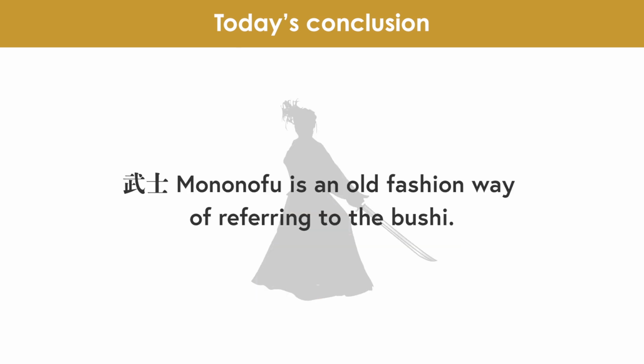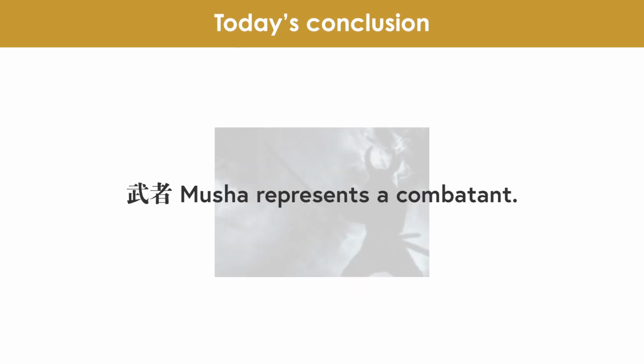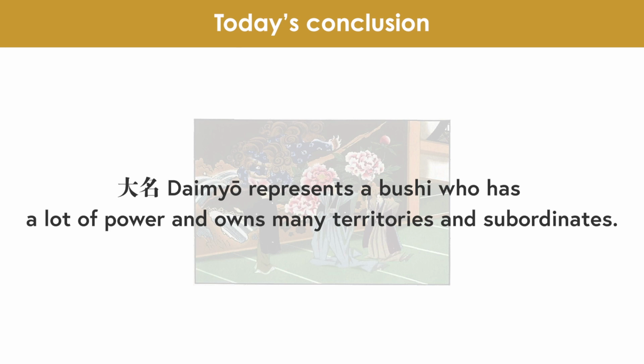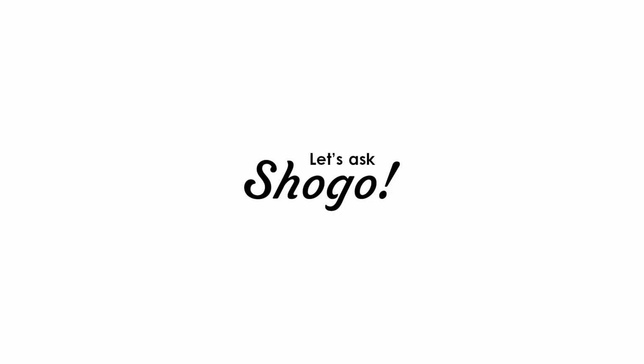Mononofu is an old-fashioned way of referring to the Bushi. Musha represents a combatant. Bushō is a military leader. Just like the warlords of the Civil War era, Sengoku Busho, Daimyo represents a Bushi who has a lot of power and owns many territories and subordinates.